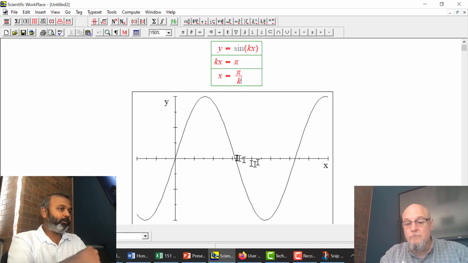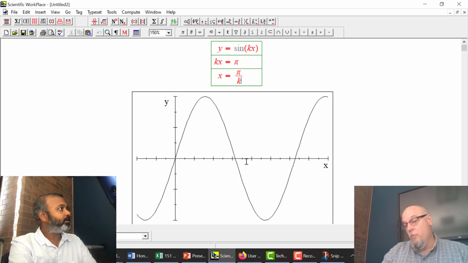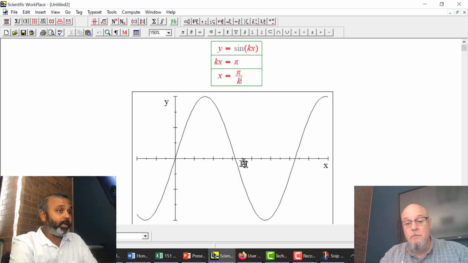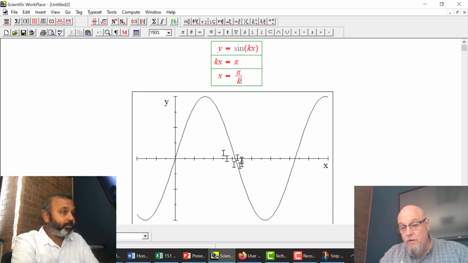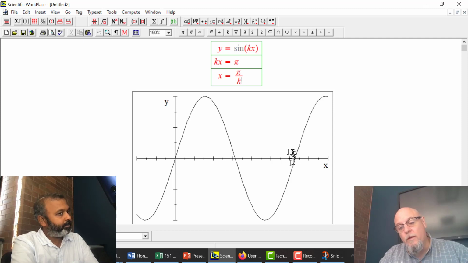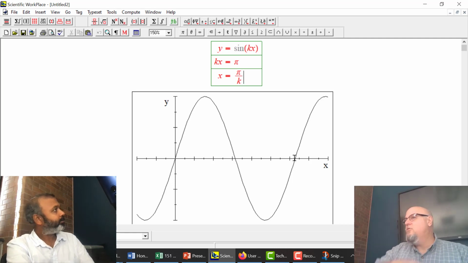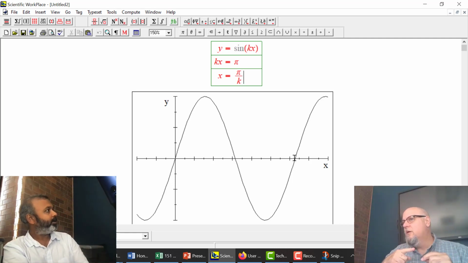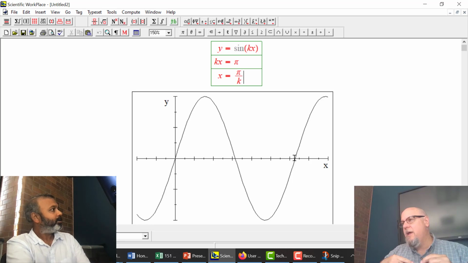So in the previous case, k was 2, so that's why we got pi over 2 for x. But now it works for any value k. So this point here is pi over k. Now that means this other point would be twice that, so 2 pi over k. And 2 pi is one revolution of a circle, so I'm dividing it by k.